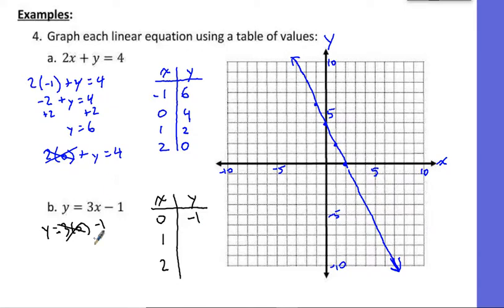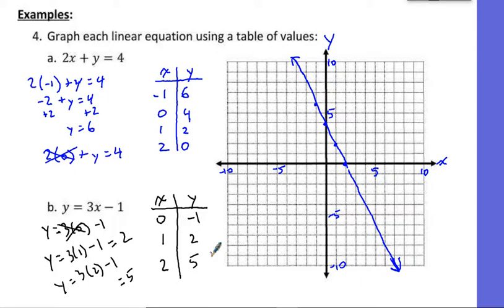For the next one, we'll substitute 1 for x. 3 times 1 is 3, minus 1 is 2. So y equals 2. And for the last point that I've chosen, y equals 3 times 2 minus 1. 3 times 2 is 6, minus 1 is 5.